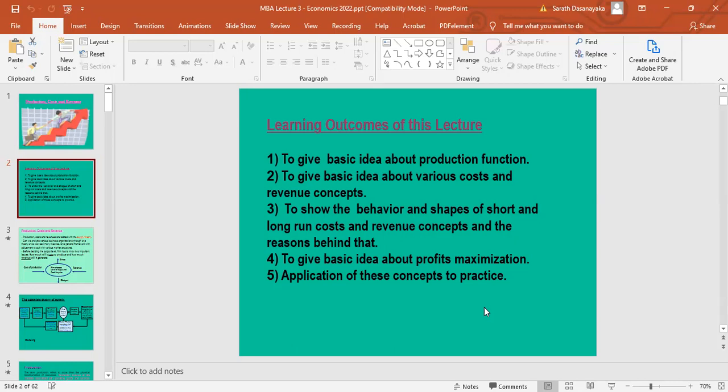In order to make a real profit, you have to go for profit maximization. If you want to have other objectives, you go for sales maximization or revenue maximization. That is different from profit maximization. And thereafter, application of these concepts to practical decision making.